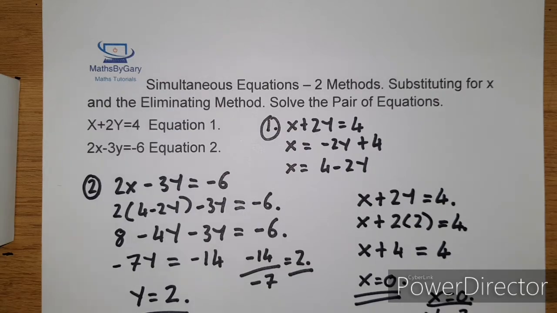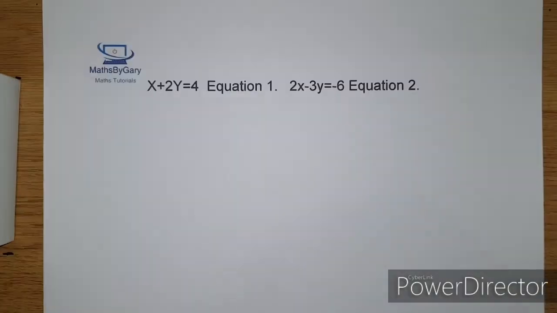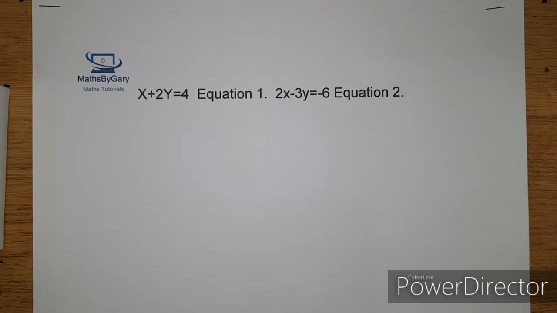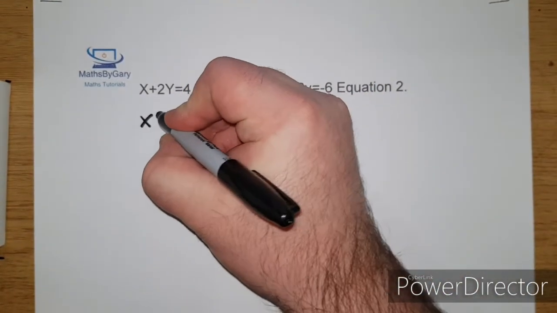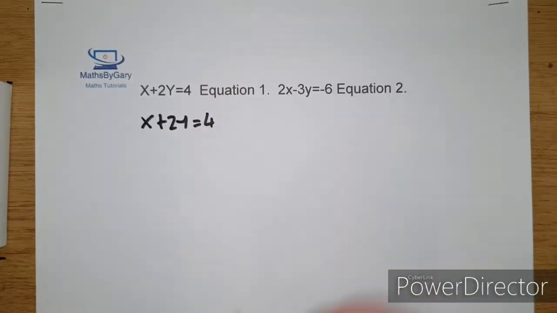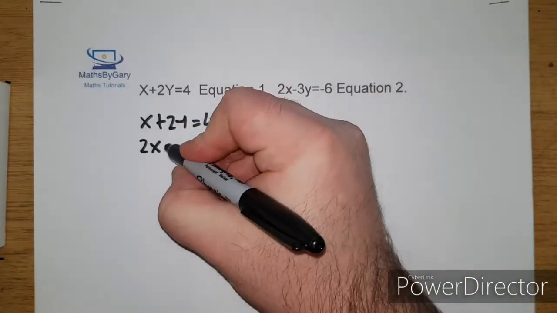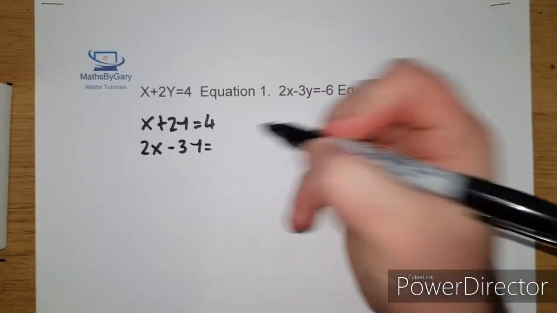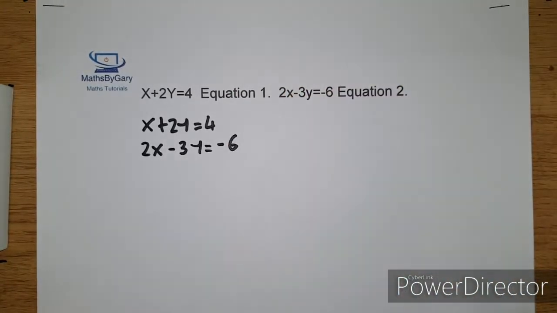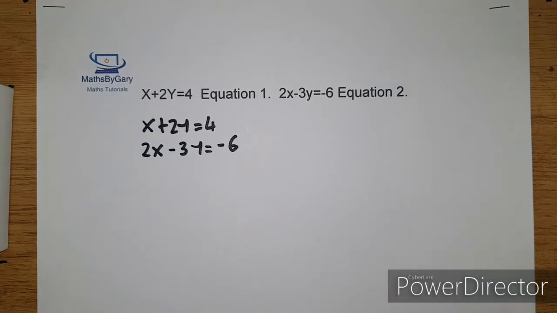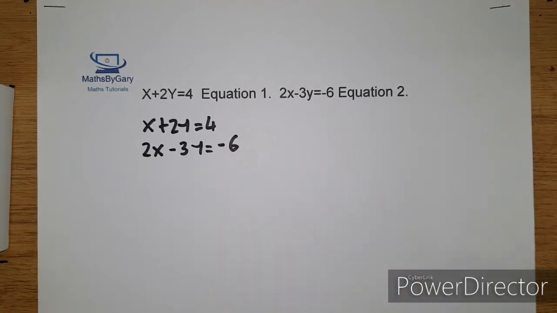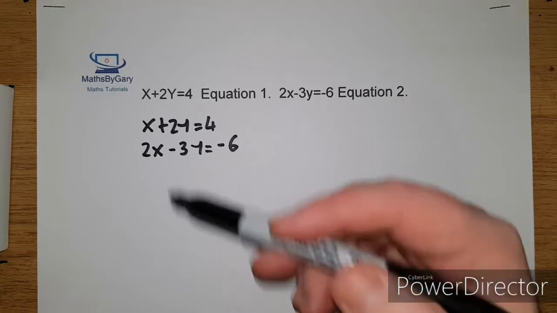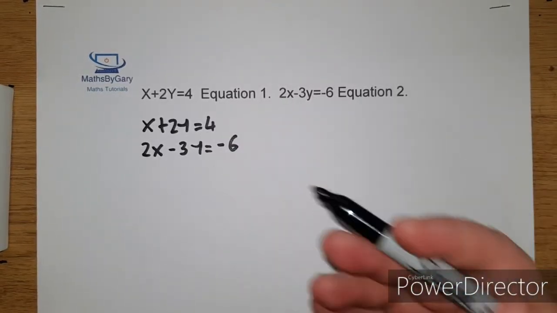Now there is another way to solve this. The elimination method: we have equation 1 and equation 2. So I'll just quickly write out x plus 2y equals 4 and 2x minus 3y equals minus 6. What we want to do in the elimination method is either eliminate x or eliminate y so that we're left with x equals or y equals. In order to do that, we have to cancel out the x's or cancel out the y's.